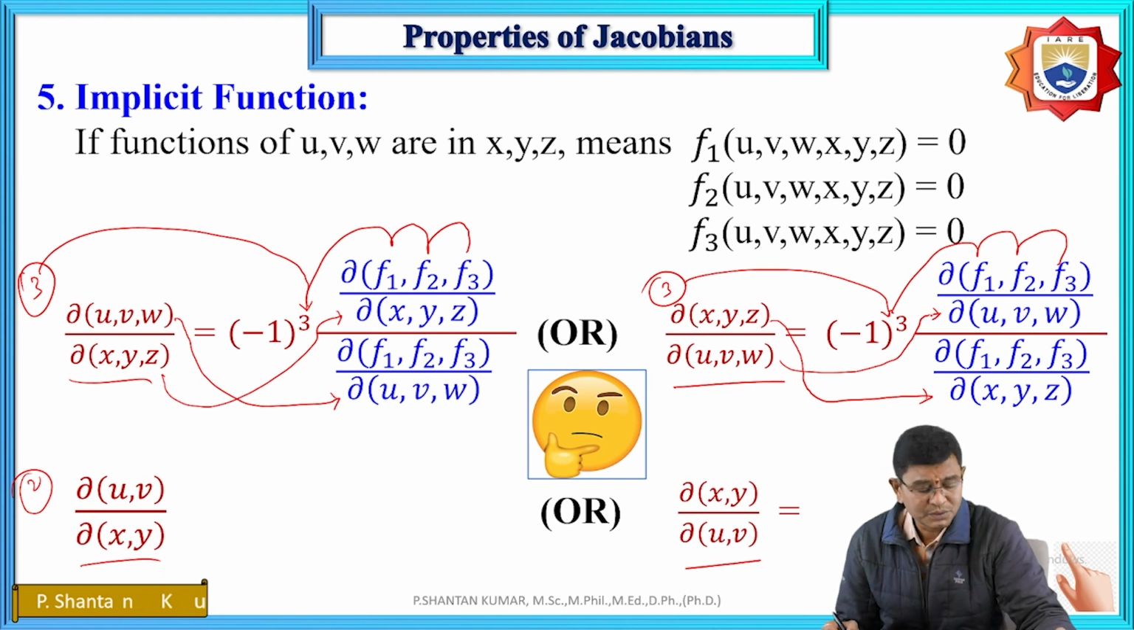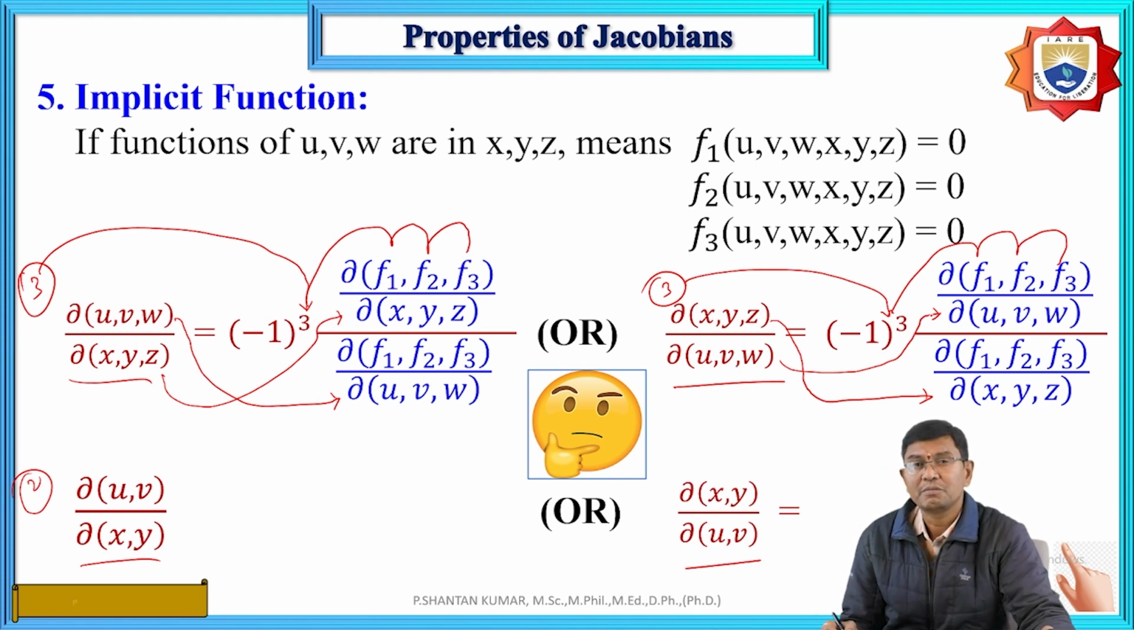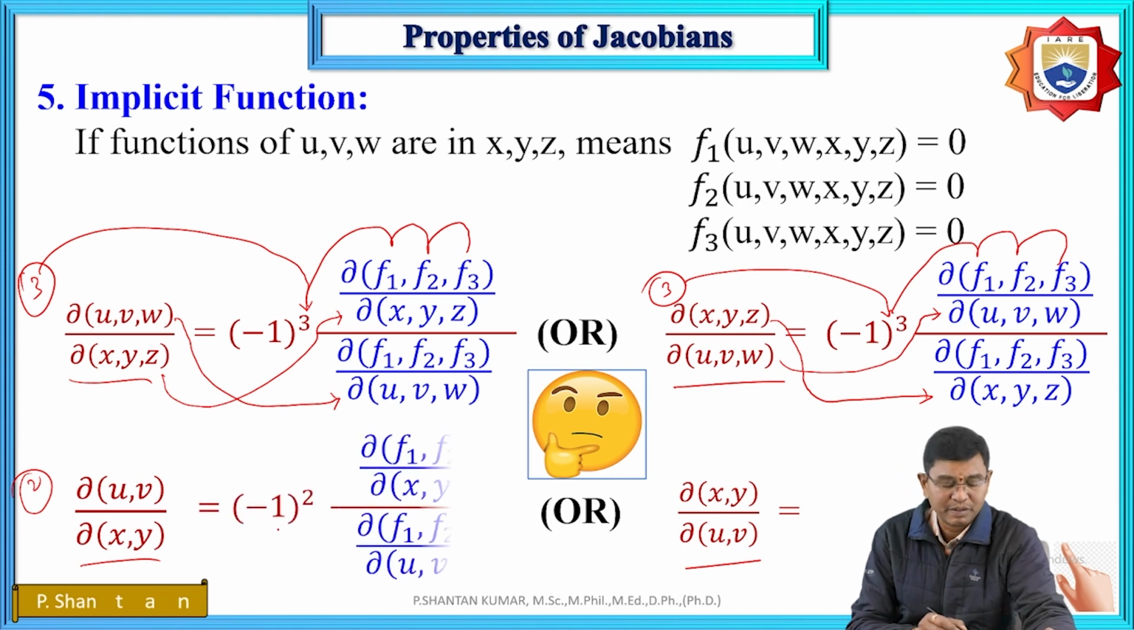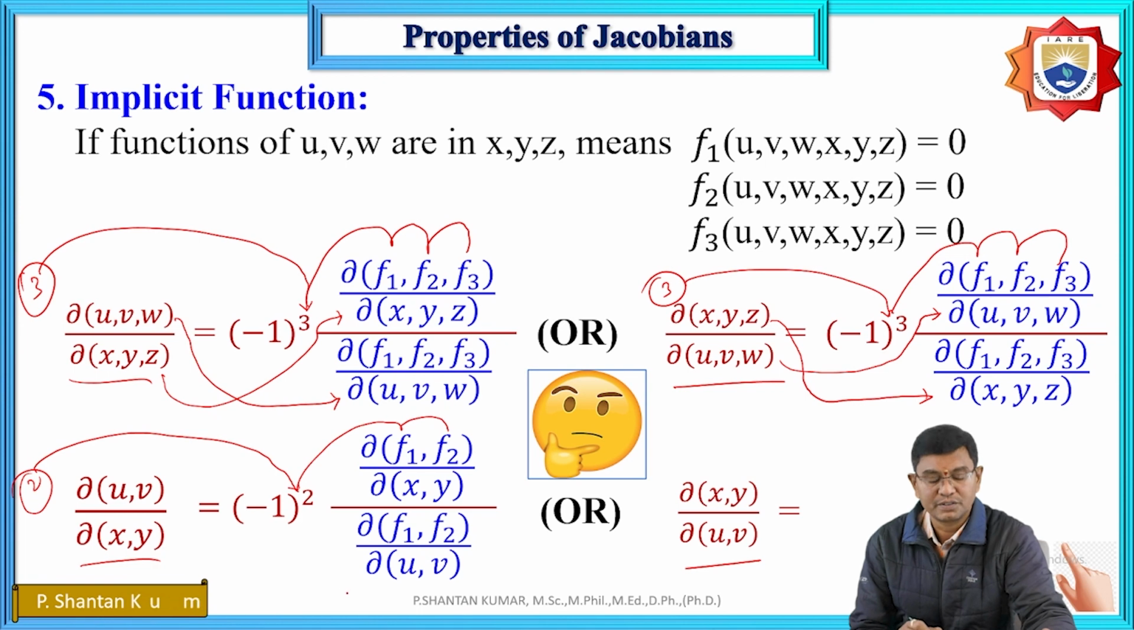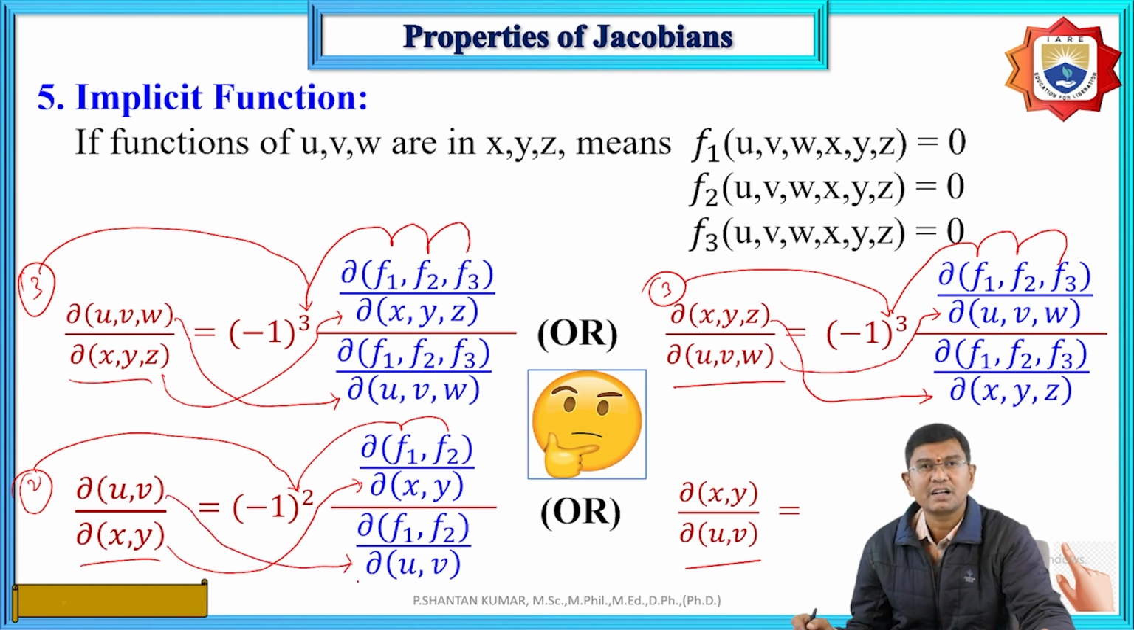And same here also, the second one, dou of u comma v by dou of x comma y. That means it is 2, because there are 2 variables, 2 functions, so it is minus 1 whole square, and again it is based upon this. This is nothing but f1 and also f2, and here also x comma y is the denominator put in the numerator, and u comma v the numerator put in the denominator.